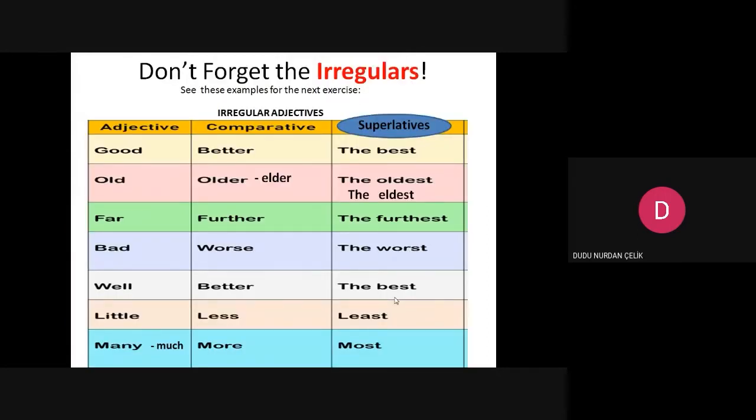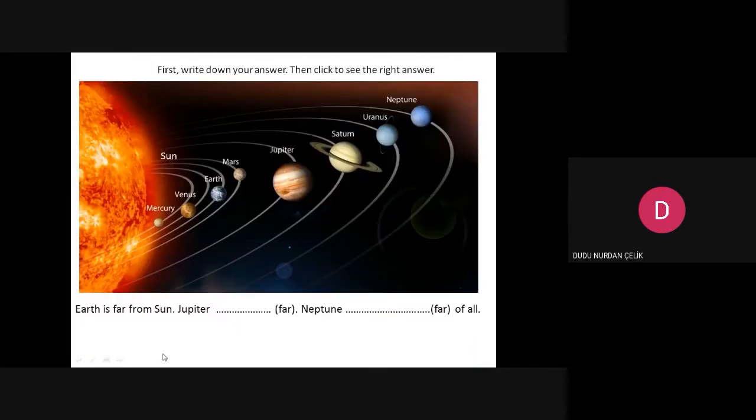Don't forget the irregulars. With the comparatives, I mentioned to you about irregular adjectives. But also in superlative forms, the same adjectives are irregular. How? Look at the adjective, base form, no additions. These irregular adjectives are good, old, far, bad. Well is an adverb, but we added it in this list. Little, many, much.